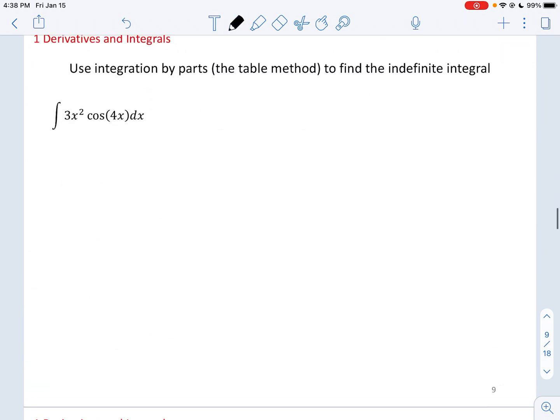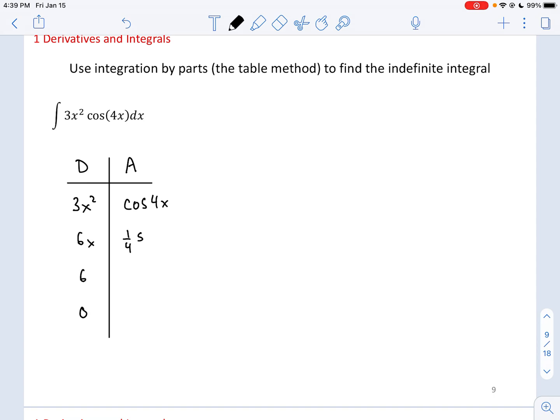Let's do just another one to show you the advantage of this. So we have a differentiate column and an anti-differentiate column. Again, I'm going to put the polynomial in the differentiate column because it will differentiate to 0. I'll put the trig in the anti-differentiate column and differentiate the left column until you get to 0. So 6x, then 6, then 0.